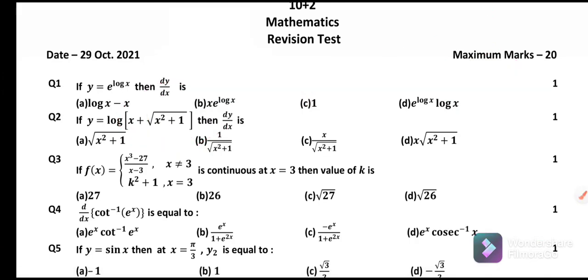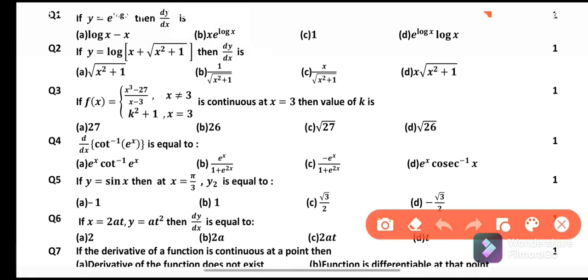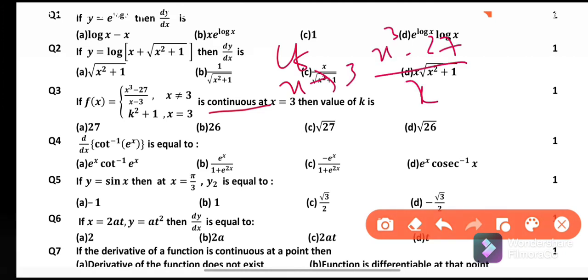Next question. Third, if f(x) is equal to x cube minus 27 divided by x minus 3, x is not equal to 3, and k square plus 1, if x is equal to 3, is continuous at x is equal to 3, then the value of k is, because f is a continuous function, so limit is equal to value. Limit x tends to 3, x cube minus 27 divided by x minus 3.